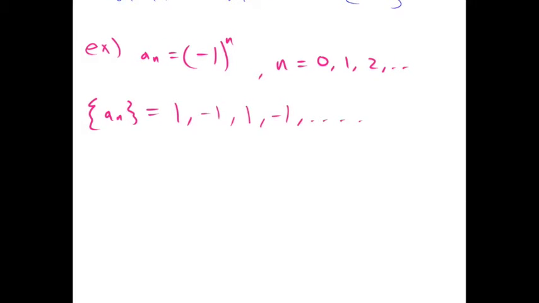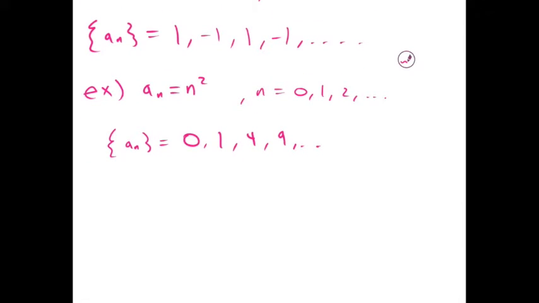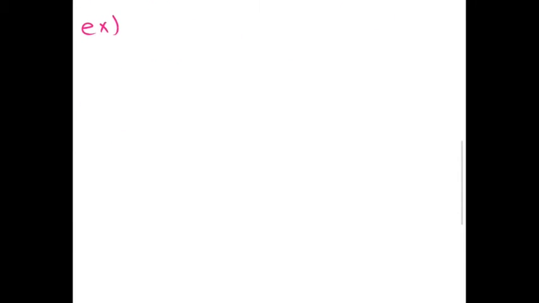Another example is a sub n equals n squared, with n equaling 0, 1, 2, and so on. So in this case, our a sub n equals 0, which is 0 squared, 1 squared, which is 1, 2 squared, which is 4, 3 squared, which is 9, and so on. So we can rewrite our sequence in a different way.